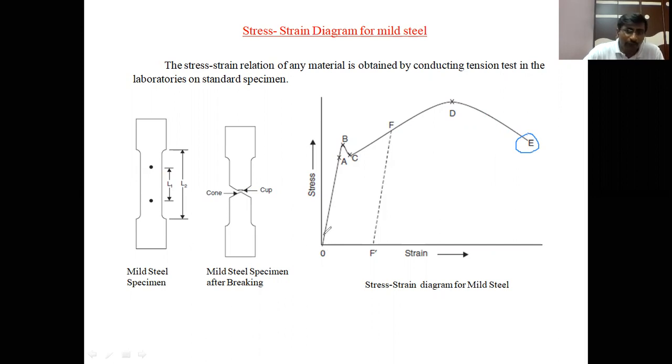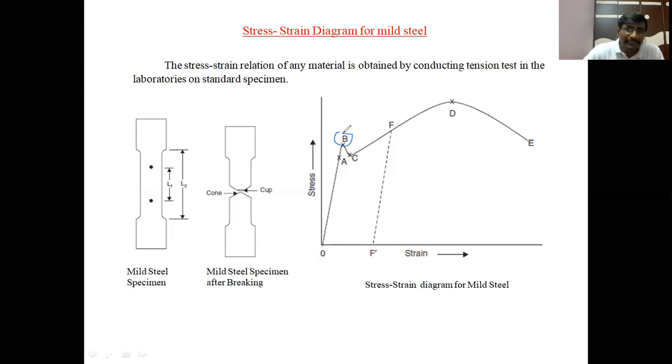In brief, O is called the origin, A is called the limit of proportionality. Beyond point A, there is another point which is not shown in the diagram, somewhere between A and B. That point is called the elastic limit. Up to that limit, the material acts as an elastic material. Beyond that elastic limit, the material acts as a plastic material.